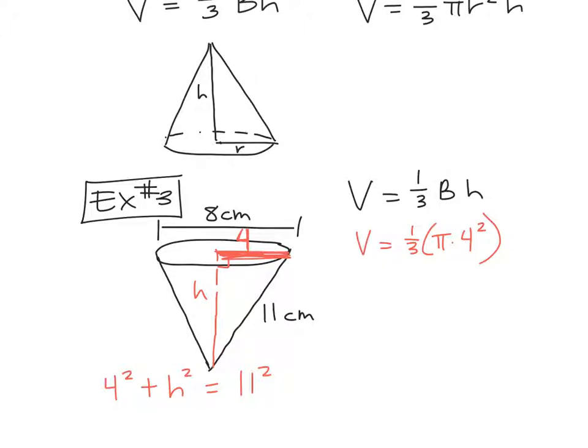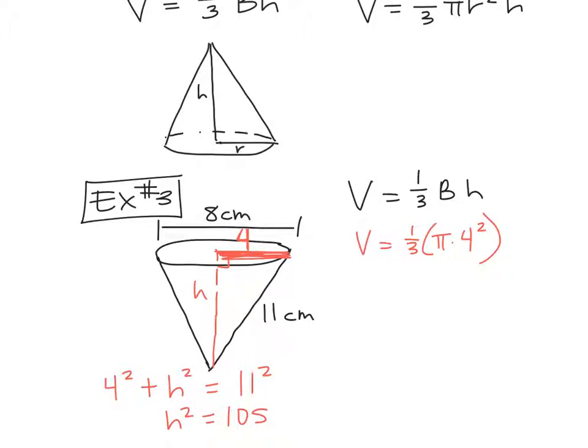This is not a good Pythagorean triple. It doesn't work out nicely. So you're going to do 11 squared minus 4 squared is 105. So h squared equals 105. Can anyone tell me approximately right now what h will be? Just over 10, right? So you take the square root of 105.